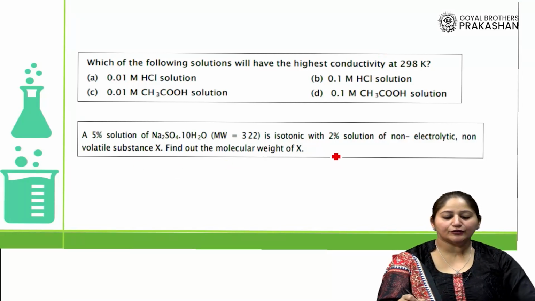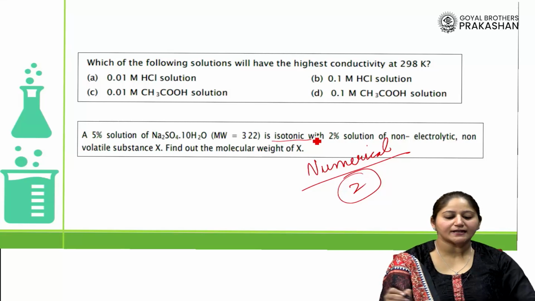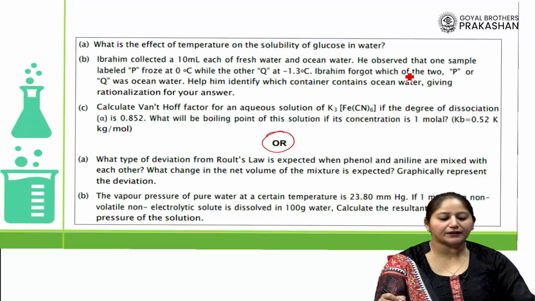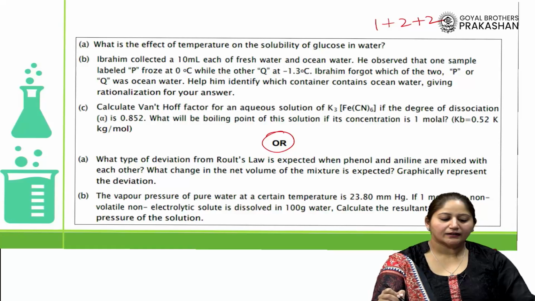Not only that, if you see, this is a numerical, right? A 2 marker question is given here. It carries 2 marks, a very important question related to osmotic pressure because the question is about isotonic solutions. Then there is a 5 marker question given with internal choice, right? The 5 marker question is given with a 1 plus 2 plus 2 scheme, right?